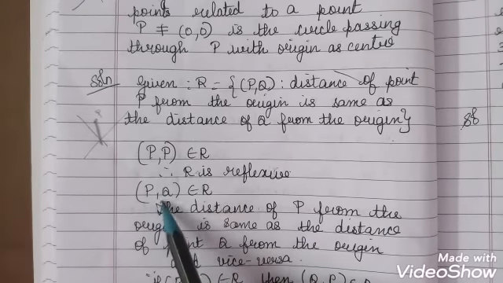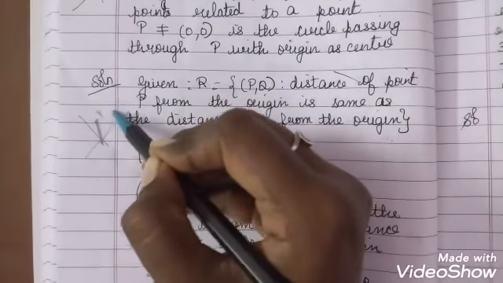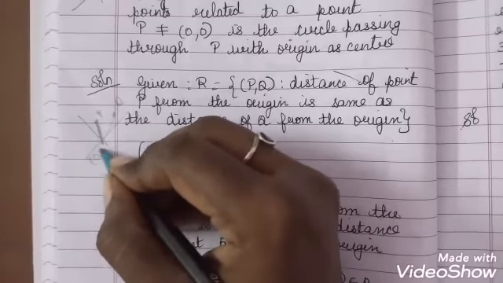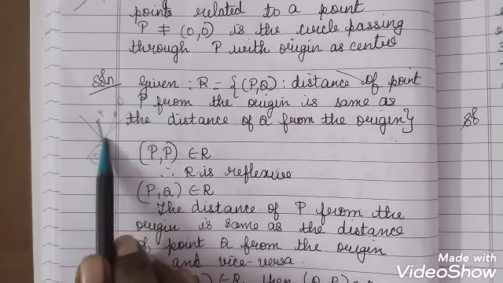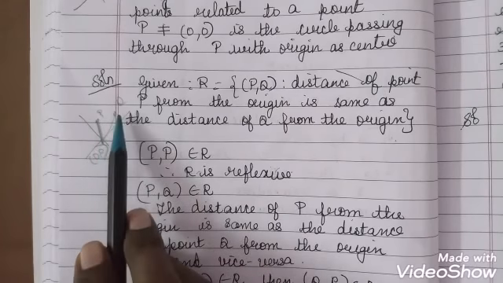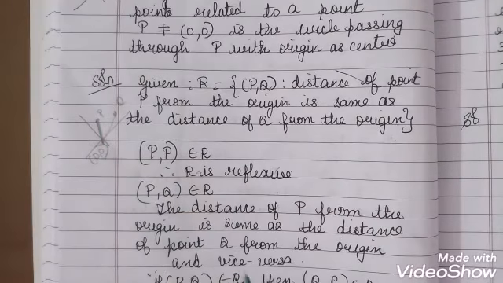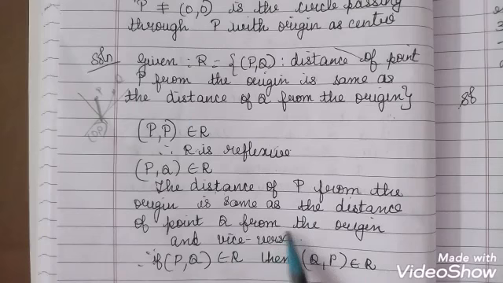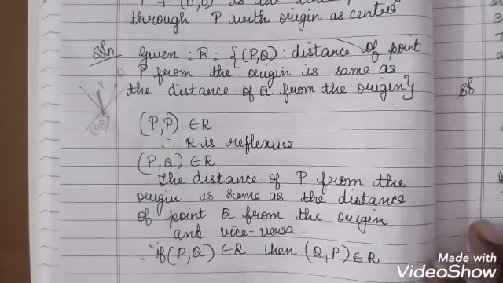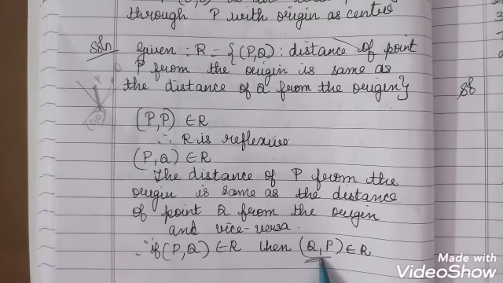The next one is symmetric. (P, Q) belongs to R means if I take another point Q, and here the origin, the distance between P and the origin is equal to the distance between Q and the origin. The same way, the distance between Q and the origin is equal to the distance between P and the origin. That is what I have written here. Therefore, I can say if (P, Q) belongs to R, then (Q, P) also belongs to R.